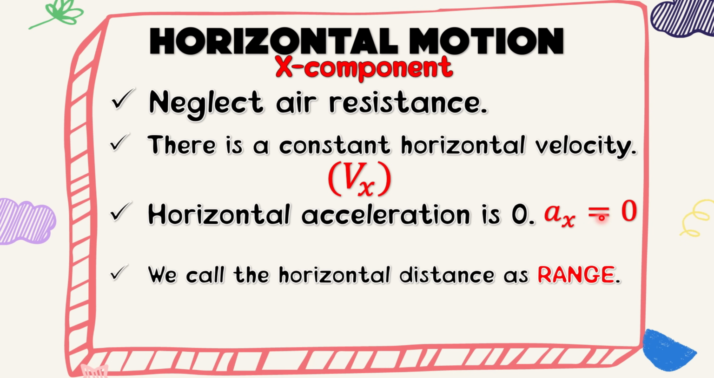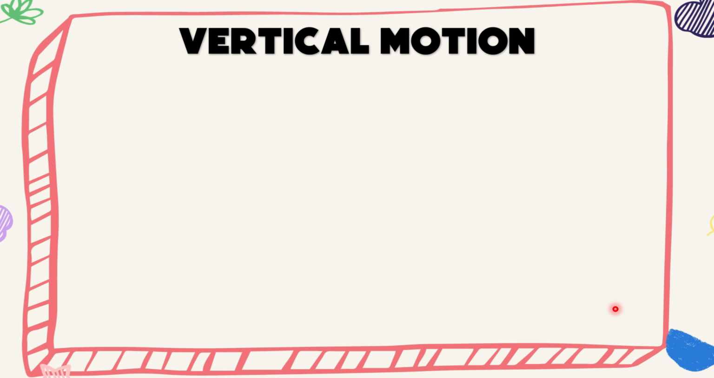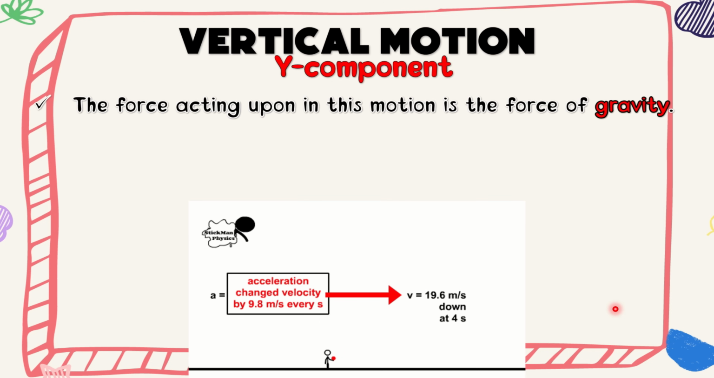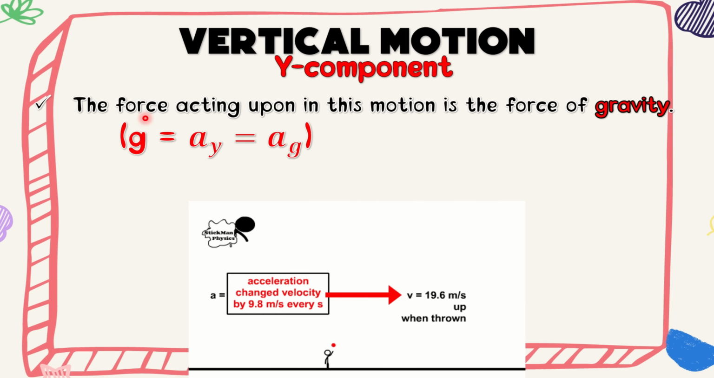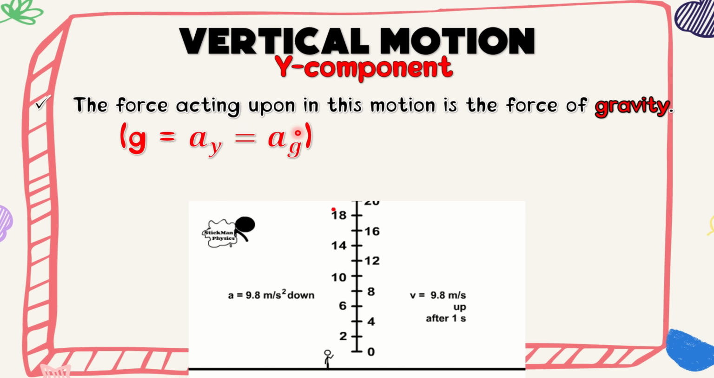Next, we call the horizontal distance as range, and it is represented as dx. D for distance and X for the horizontal component. Now, let us go to the vertical motion. This is the Y component. The force acting upon in this motion is the force of gravity, and it is represented as g or ay, or acceleration in the Y or in the vertical motion, or acceleration due to gravity.